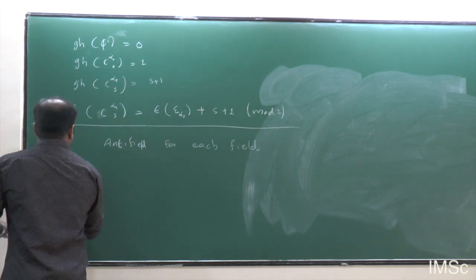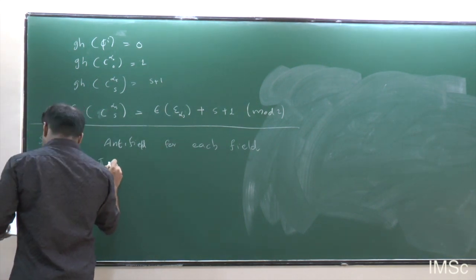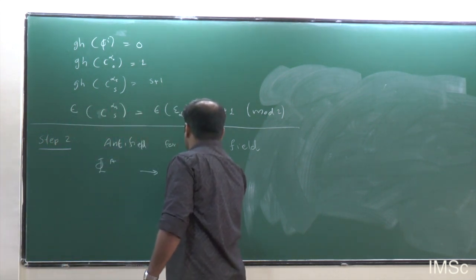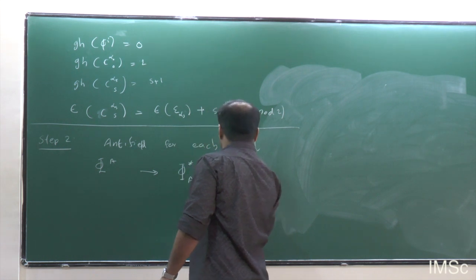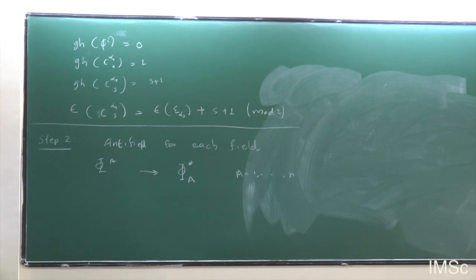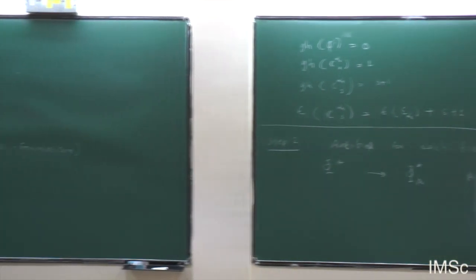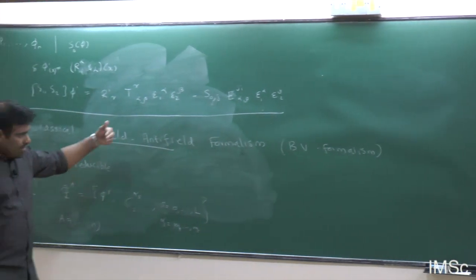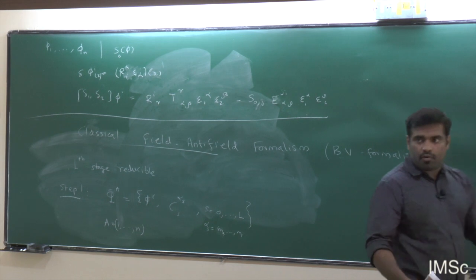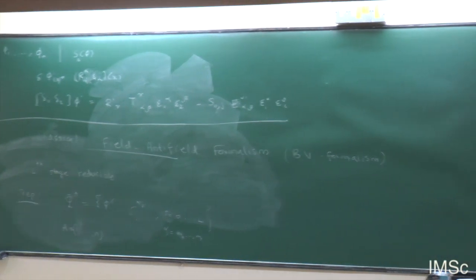So here, for each field phi I, we introduce an antifield which I denote by phi star A. Here A runs from 1 to n. So for all these different sets, we have to introduce an antifield. If you have phi I, you have phi star I, and for C alpha S, you have C star alpha S. So for every single field, you have one more field. So you are basically doubling the number of fields that you have.